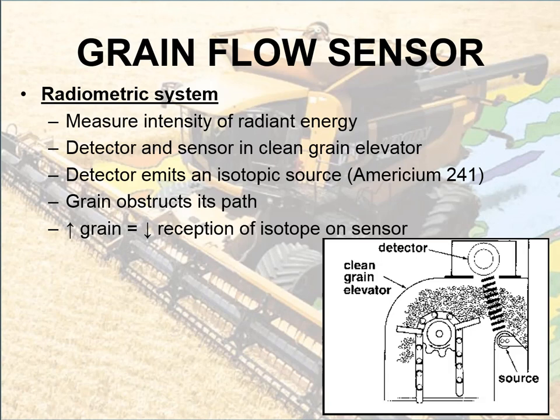So the more grain that goes through, the less of that isotopic source is going to get picked up by the detector. So once again, you have to calibrate how much grain coming through equates to how many bushels. You don't see a lot of these. These are fairly rare. You may see them in a few other cases with a few other crops, but in a typical modern combine, you're not going to see this.